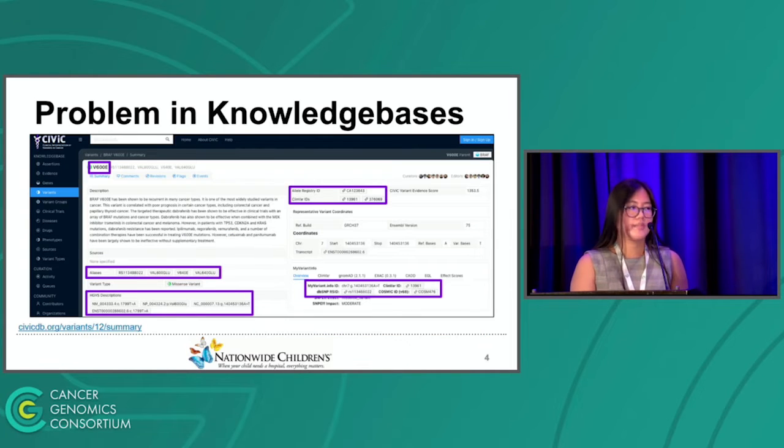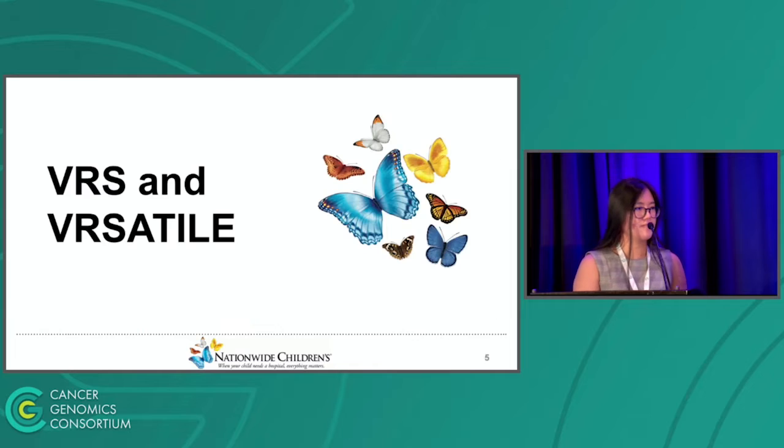There is also a related problem of how variation is described in knowledge bases. Here we can see an example of a variant in the CIViC knowledge base. It can be represented as aliases, HGVS expressions, and centralized authoritative IDs. And it can be challenging to determine the relationship. Are all these representations talking about the same variant?